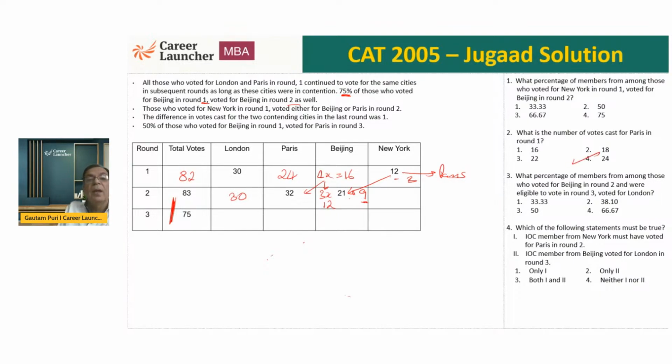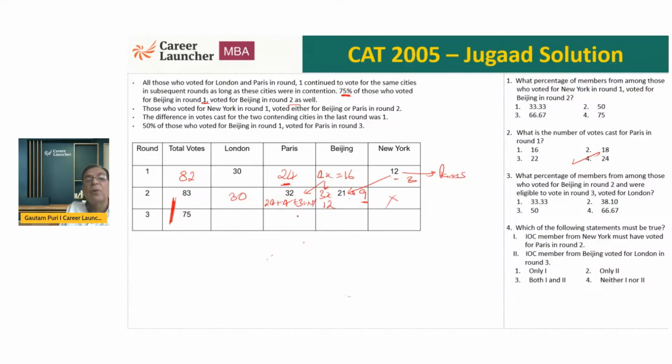Right. And if this is 24, round 2 will become 24 plus how many? Another 4 coming from Beijing plus 3 from New York plus New York itself. So that made it 32.